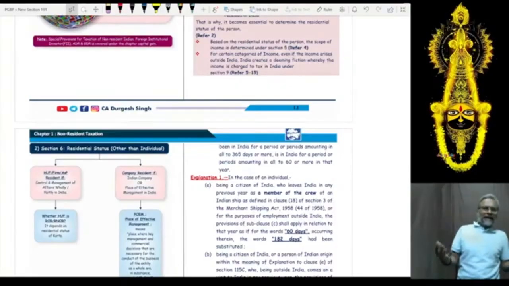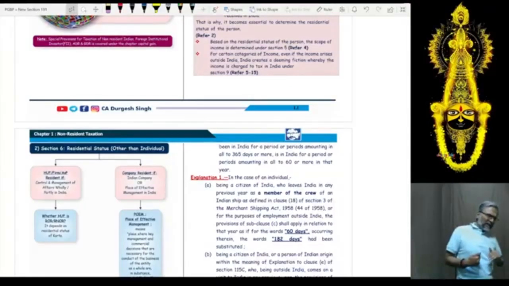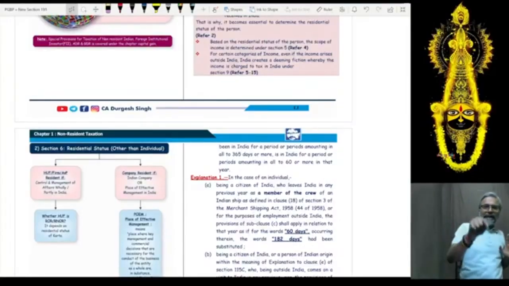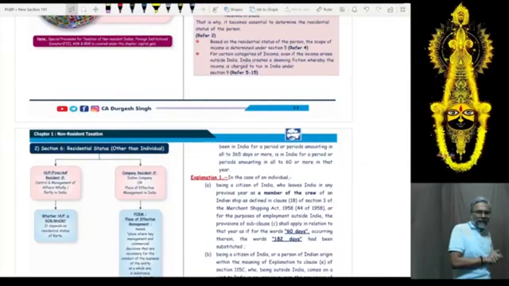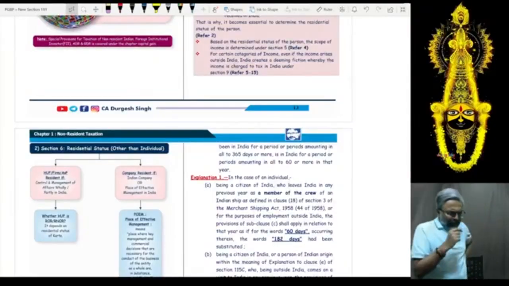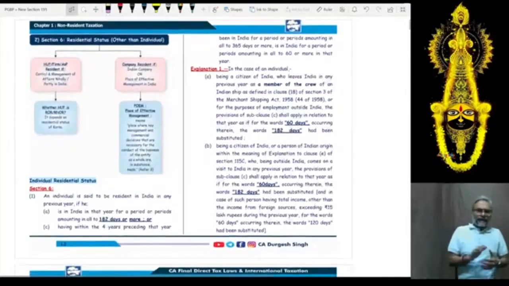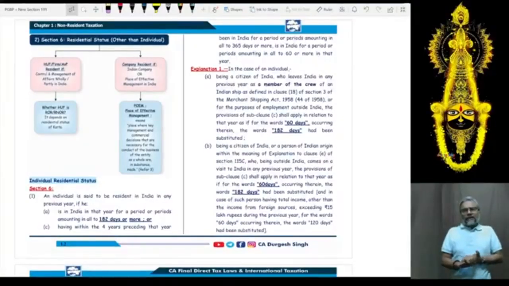And we all know, as far as your examination is concerned, they are keen either on an individual or on a company. And when it comes to a company, I'm talking about a foreign company. So here, students, as far as an individual is concerned, please be careful. Try to understand, will they be asking you any question on an individual non-resident?